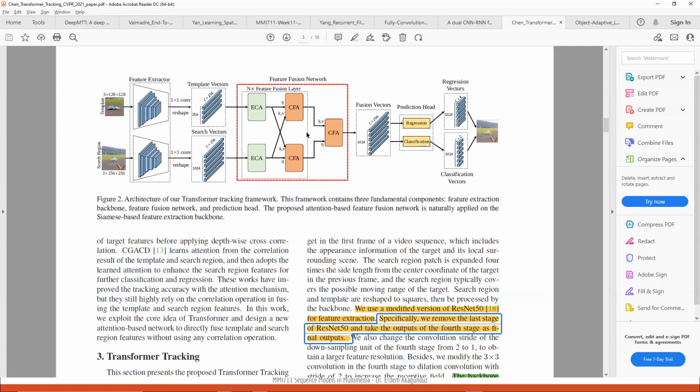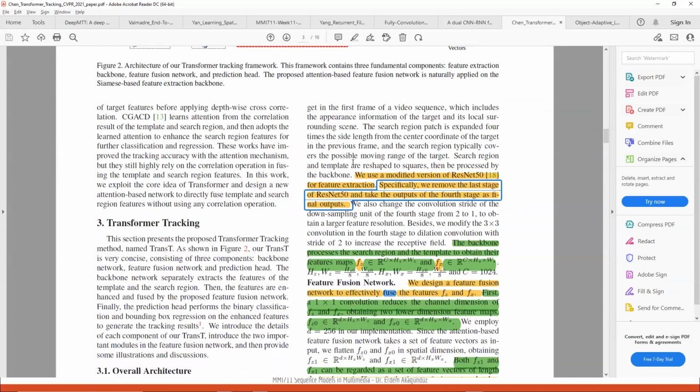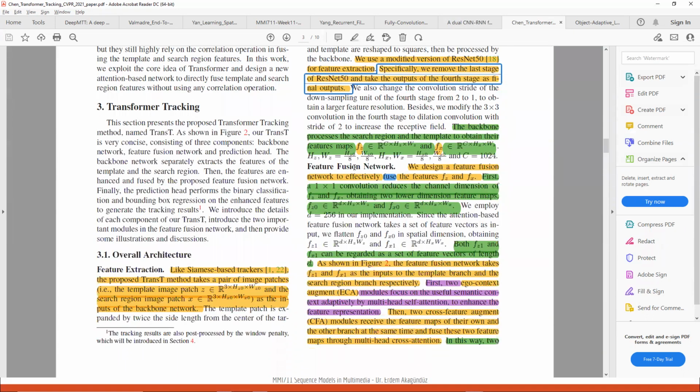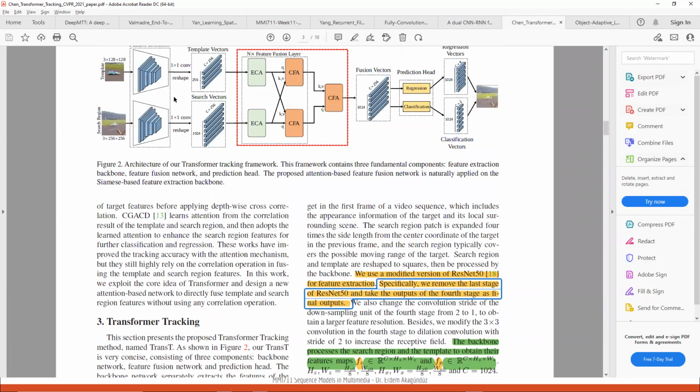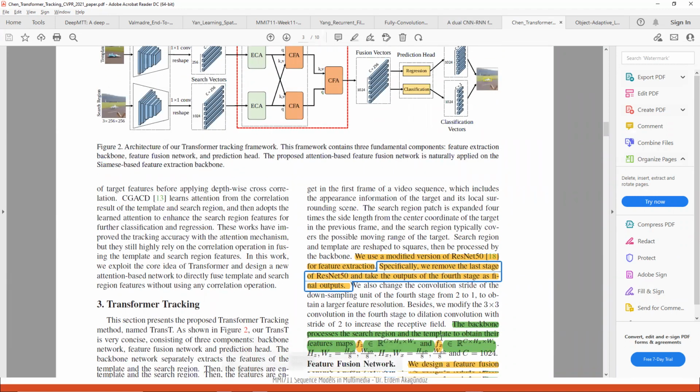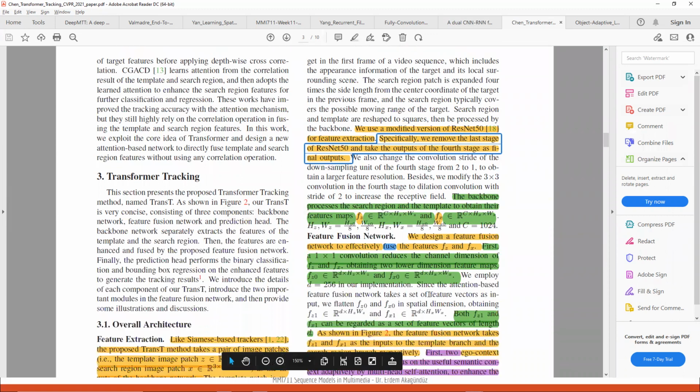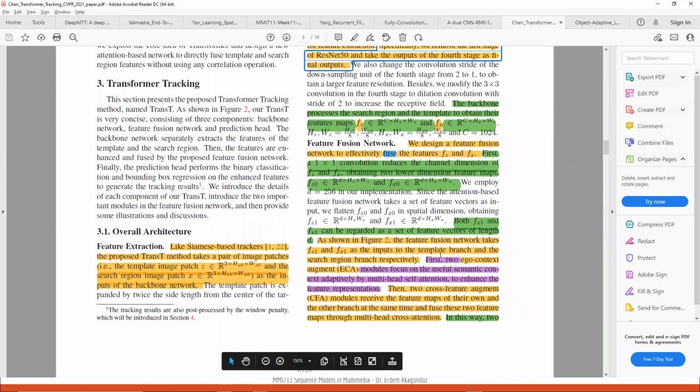So this part and this part are very similar to the Siamese network idea, but at the heart of it, there's an attention-based mechanism, which they call the feature fusion network. Effectively, they use the features FZ and FX. FZ and FX are the outputs of the ResNet networks, these guys. They are being fed to this ECA, which stands for ego context augment, which is actually the self-attention mechanism, guys, nothing else.